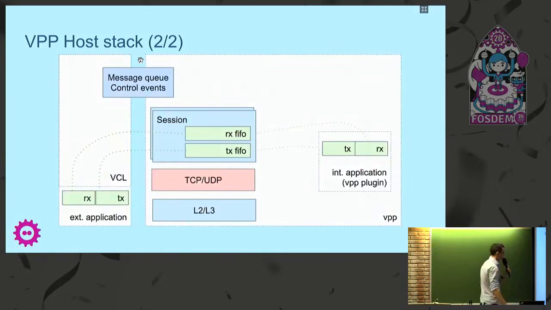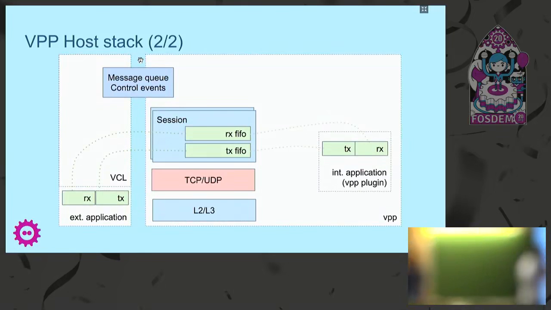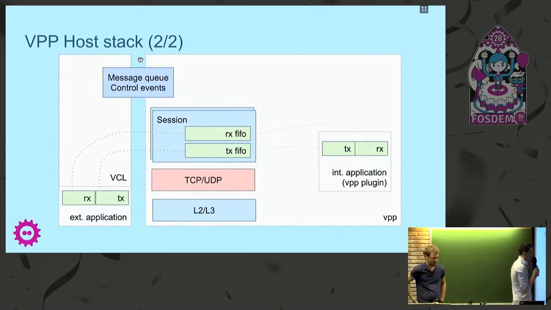So for a more visual overview of the host stack, we see the session layer in the middle here, which exposes a standardized API over layer 4 protocols, the specific protocol implementation below it, and then the layer 2 and 3 networking, which we won't focus on too much today. And this session layer is consumable either internally with plugins that live inside the VPP process, or externally with control events going through the message queue. Control events which include connection events like new connection, connection closed, data available on one of the FIFOs, etc.